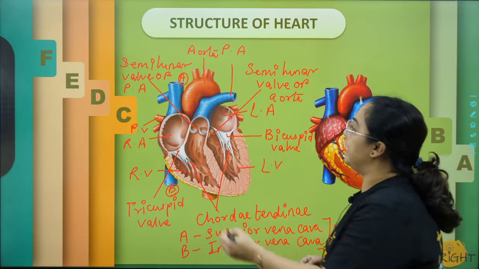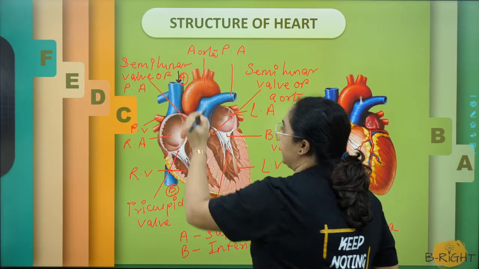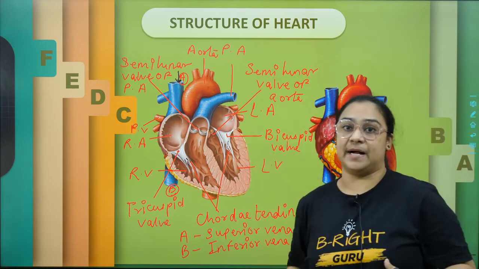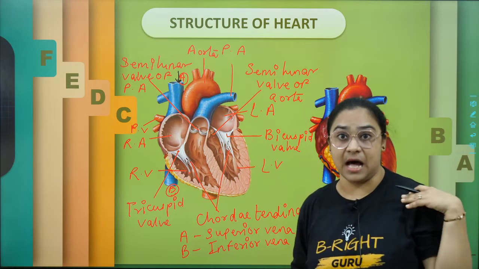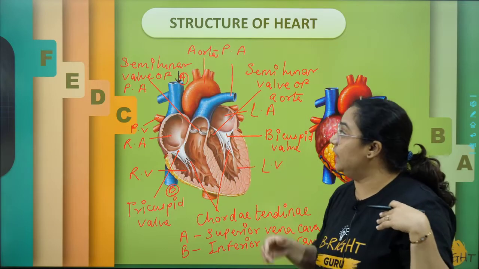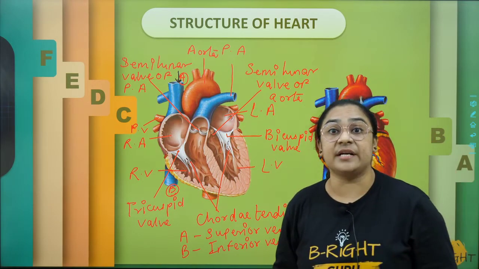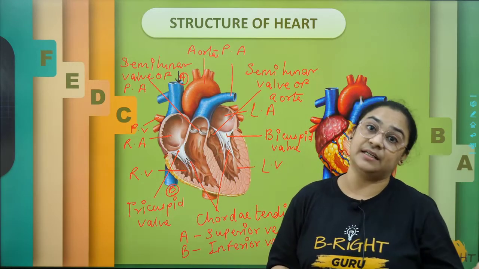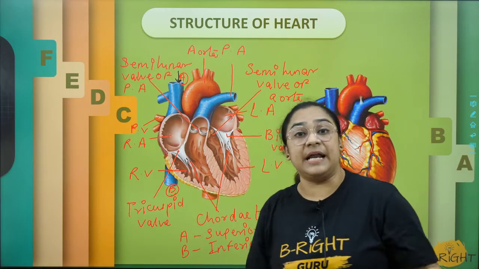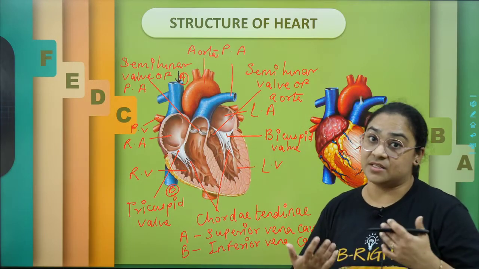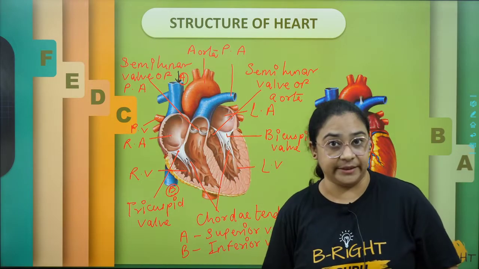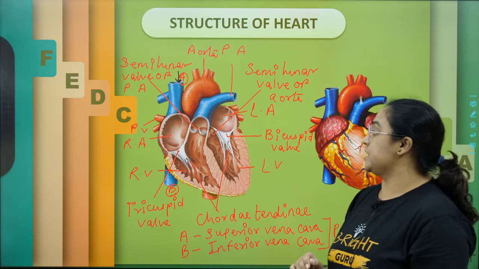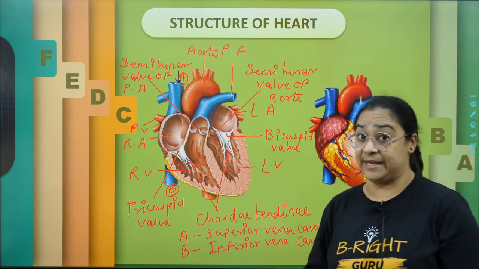Yes, A brings the oxygenated blood, that is superior vena cava. It brings the deoxygenated blood from the upper parts of the body, that is head and the arms. Okay, superior vena cava, it collects the deoxygenated blood from the veins which are coming from the upper parts of the body, that is head and arms. Inferior vena cava collects the deoxygenated blood from the lower parts of the body and brings it to the right auricle. Done?